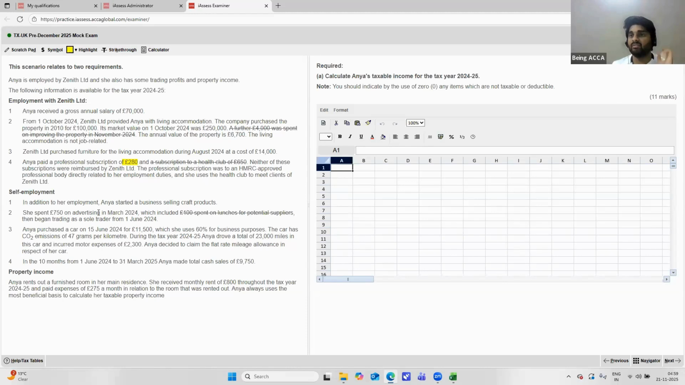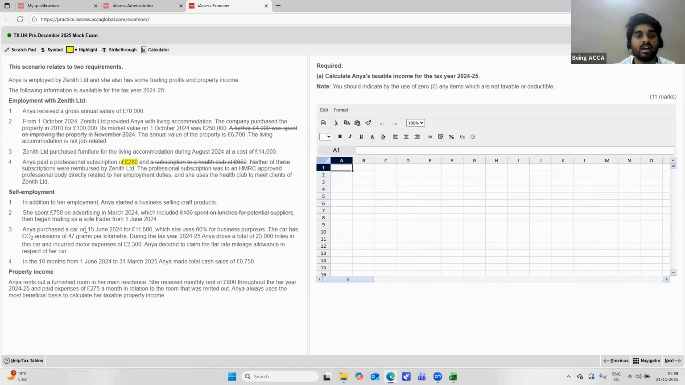And the other is 750 pounds. Out of 750 pounds, 100 is disallowed. So the other 650 pounds is for marketing, which is directly relevant to the business, and hence it will be considered as an allowable expenditure.